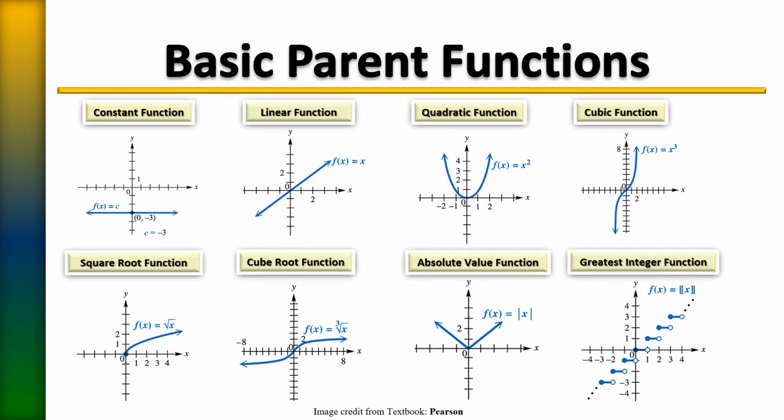We have the cubic function, which is like an S shape that is faced up. Then we have the square root function, our cube root function, which is like the S shape, but it's on its side. We have the absolute value function, which forms a V. And we have the greatest integer function.